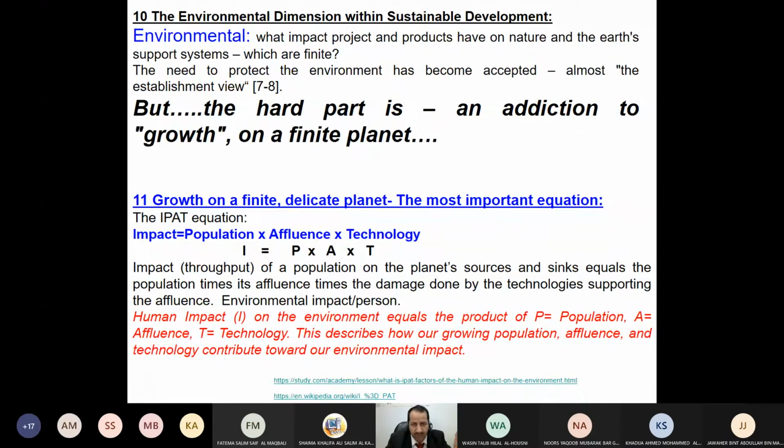But to complete the story here regarding sustainability, you remember I mentioned in my last session that for sustainability we need to satisfy three targets or points. These are the social, economic, and environment. And let me talk today about the environment and how we can measure it.